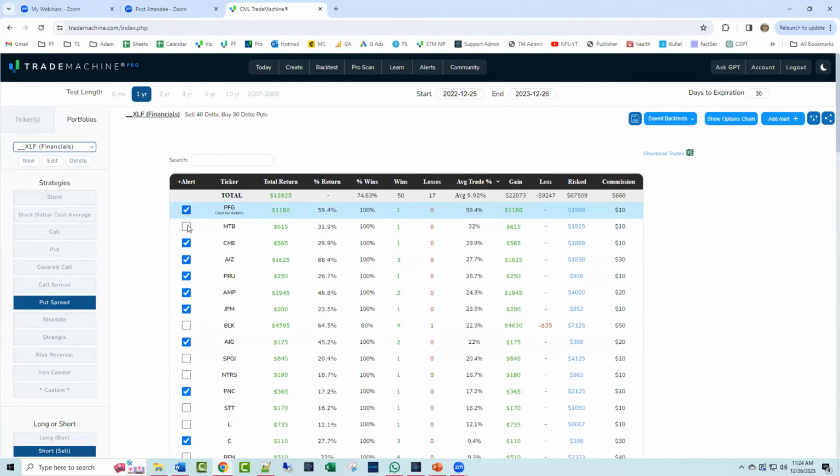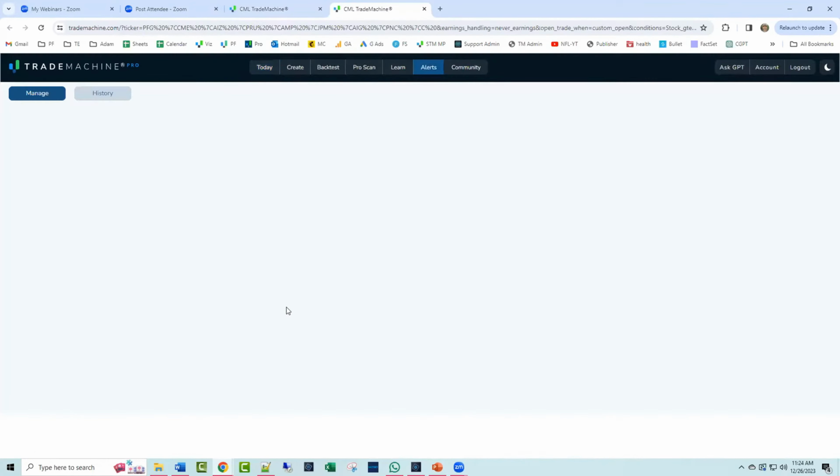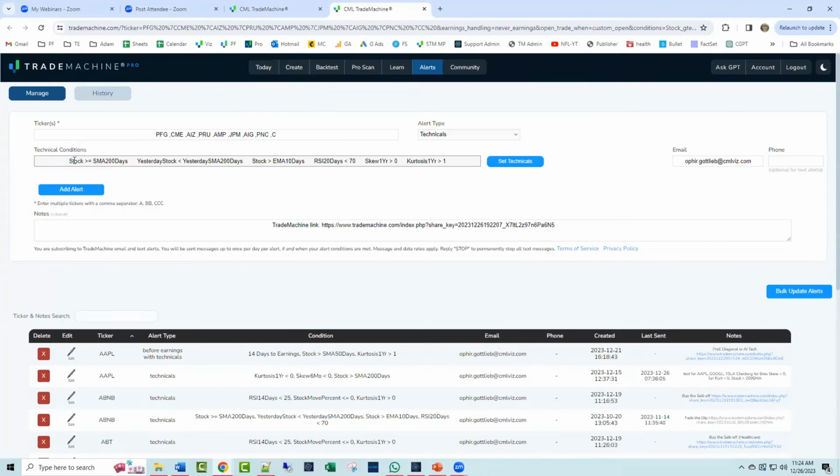So let's say I liked these trades. I'm going to go to add alert. The technical conditions are already there for you. Remember, it says the day the stock crosses above the 200-day moving average, which means yesterday the stock was below the 200-day moving average. The stock is above the 10-day moving average, the stock is not overbought, and our two AI things. Here are the tickers that I checked.